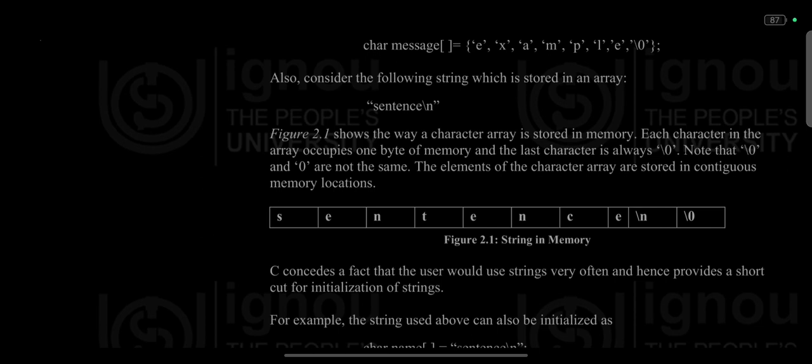Figure 2.1 shows the way a character array is stored in memory. Each character in the array occupies 1 byte of memory, and the last character is always \0. Note that \0 and 0 are not the same. The elements of the character array are stored in contiguous memory locations: S, E, N, T, E, N, C, E, backslash n and backslash 0.